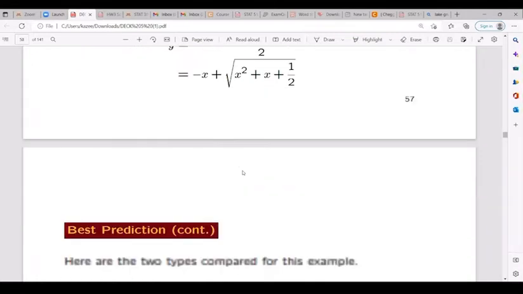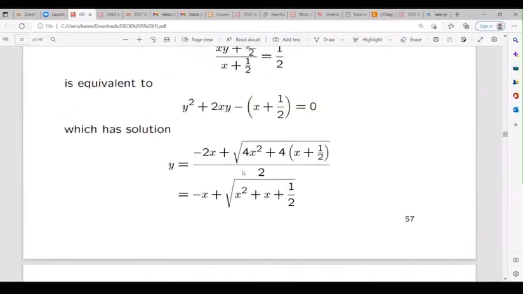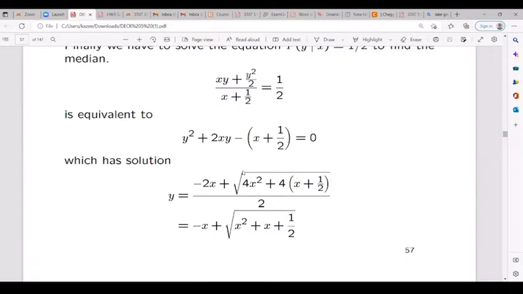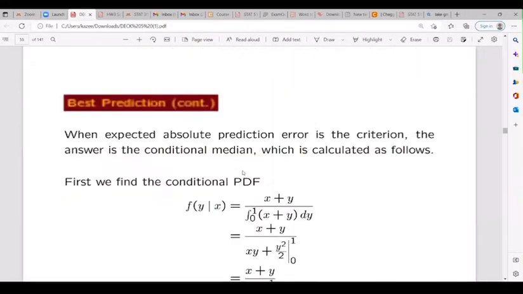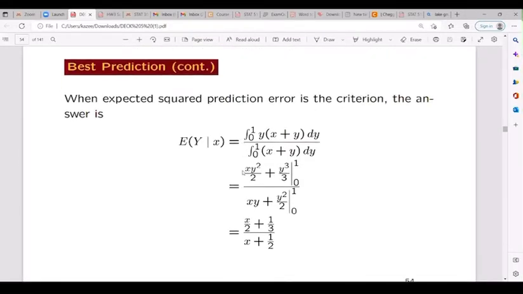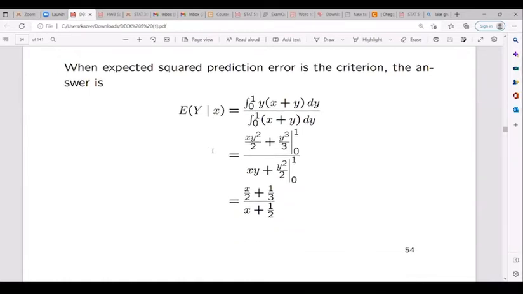Take a look at that. So, which means when the absolute error is being used as the criterion, I'm going to find the median. The median is going to be the best prediction. But when the mean square error is being used, I'm going to find the expectation of y given x. Okay, that's what I just said.